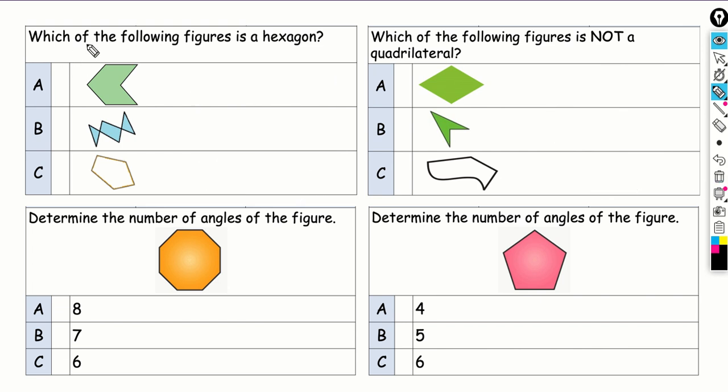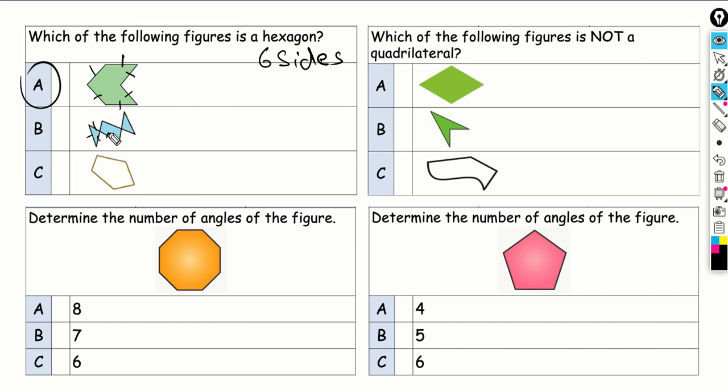Now let's look at this. Which of the following figures is a hexagon? Hexagon means 6 sides. If you don't know that, you cannot solve this question. So you need to know this. Hexagon means 6 sides. So which one has 6 sides? 1, 2, 3, 4, 5, 6. Does it have 6?